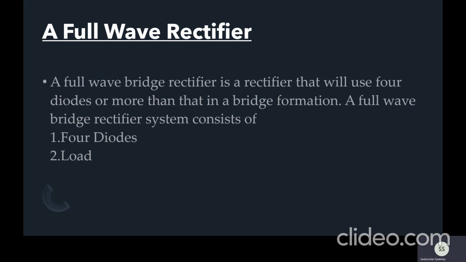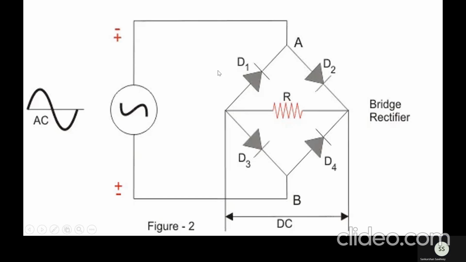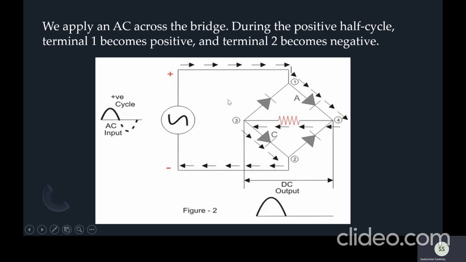A full wave rectifier is a rectifier that uses 4 diodes or more in a bridge combination. A full wave rectifier system consists of 4 diodes and a load. This is the circuit for a full wave rectifier. We apply an AC across the bridge. During the positive half cycle, terminal 1 will become positive and 2 will become negative, and the current will flow from 1 to 4 to 3 to 2.